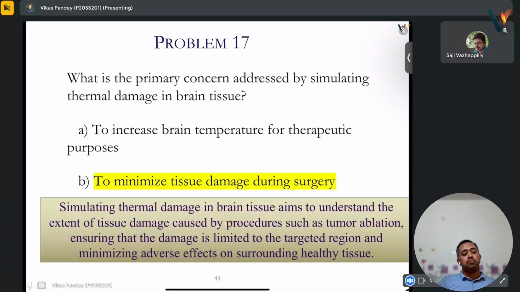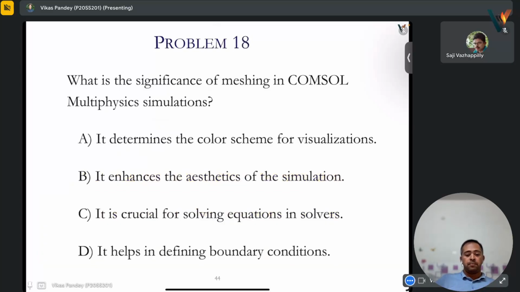Simulating thermal damage in brain tissue aims to understand the extent to which tissue will get damaged by procedures such as removing a tumor. This ensures that damage is limited to the targeted region and minimizes adverse effects on surrounding healthy tissues. Okay, then comes the thing that you were discussing.